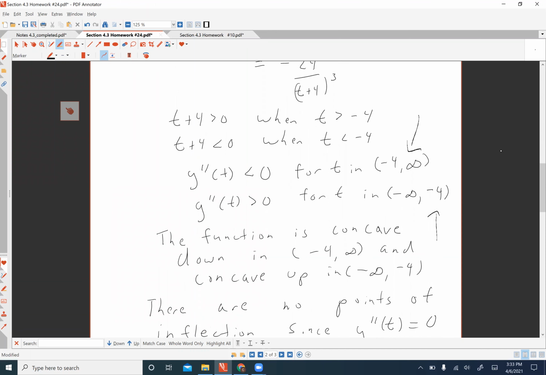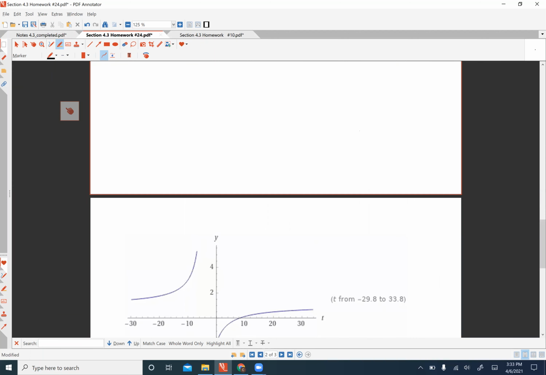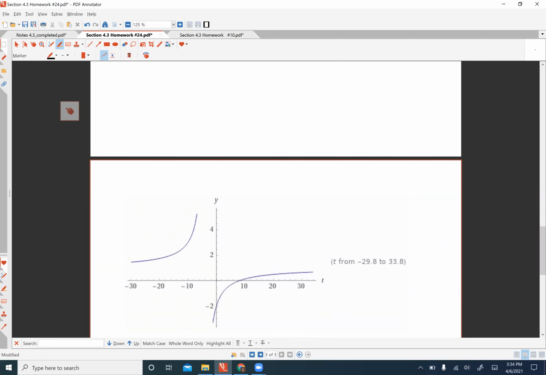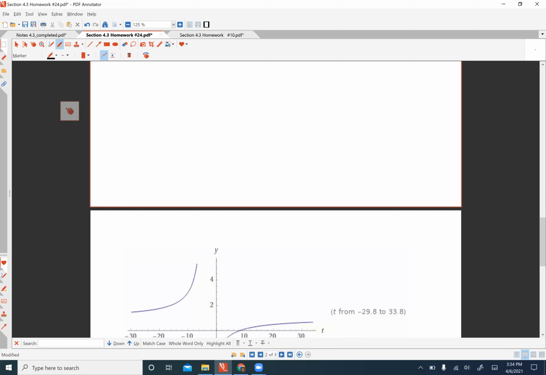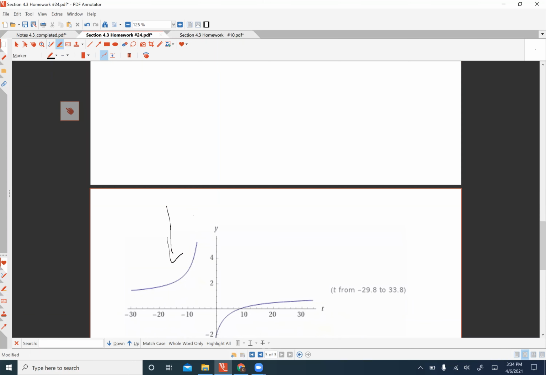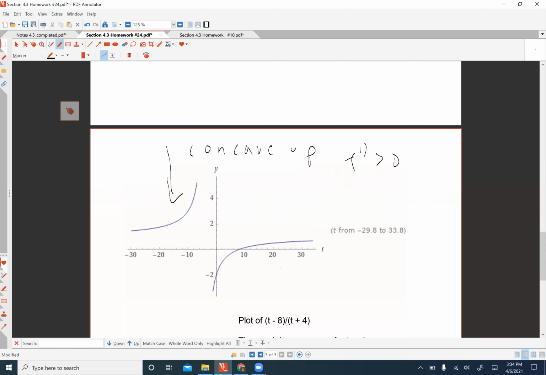And there are no points of inflection, because if you actually tried to solve this equation, -24 over t plus 4 cubed, there's no place where that function is 0. And I think I actually graphed it. So here's the graph. For t less than -4, the curve is concave up. See, this is concave up. F double prime is positive there. And here, for t greater than -4, the curve is concave down.